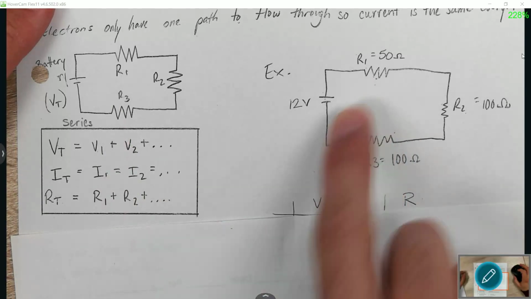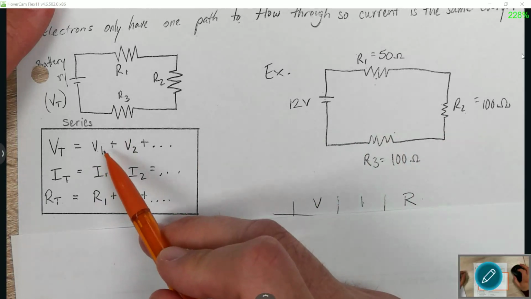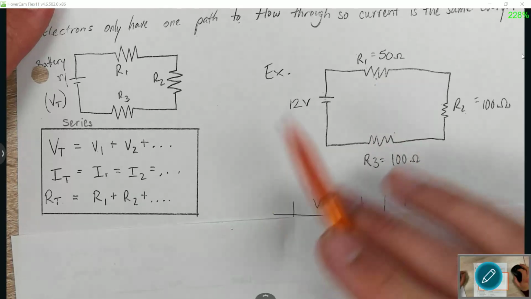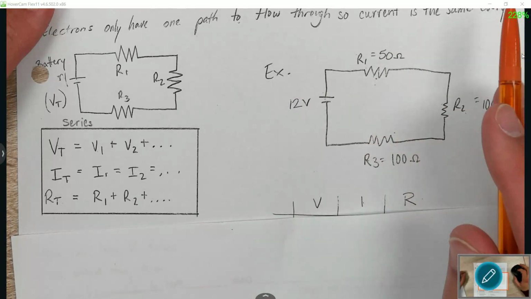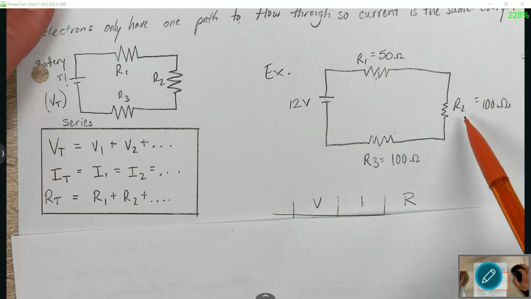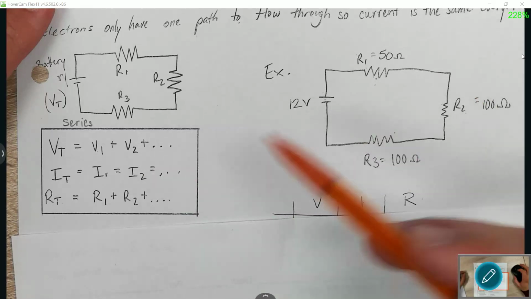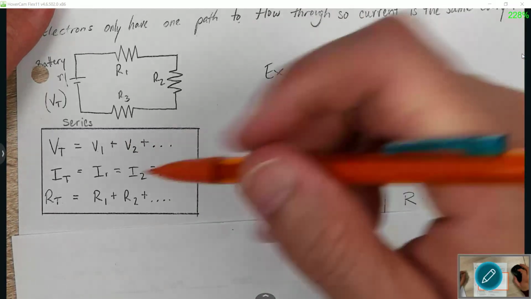So how do I know what's V1? Voltage 1 goes with resistor 1. That's exactly how it works. Voltage 2 goes with resistor 2, and if there's more than that, then V3 is going to go with R3.